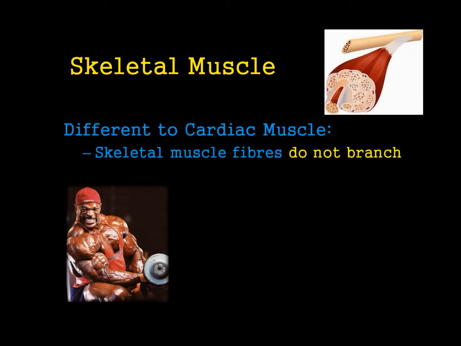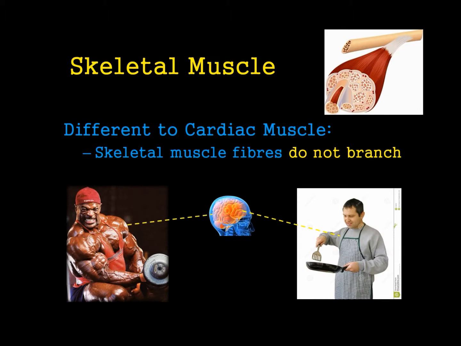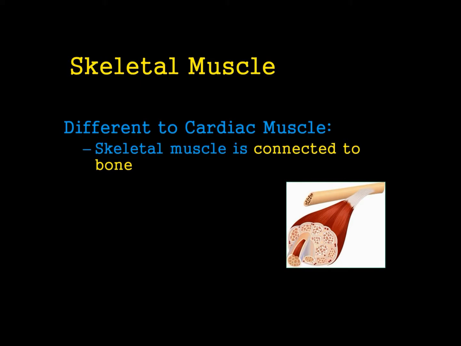So, just to reiterate that again, if we want to lift a very heavy weight, we can choose to recruit all of our muscle fibres, whereas if we just wanted to lift something small, like a frying pan, we would only recruit a few of those fibres. And that's a really big part of skeletal muscle and why that's different to cardiac muscle. Another reason is that unlike cardiac muscle, skeletal muscle is generally always connected to a bone. And it's by pulling on those bones that we produce movement.